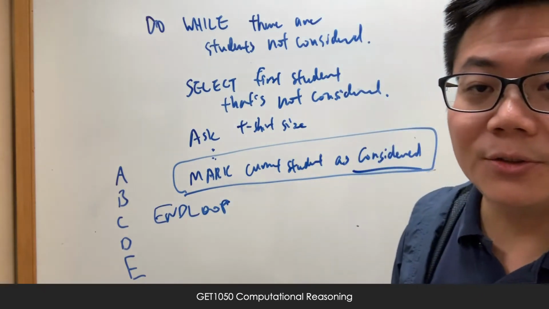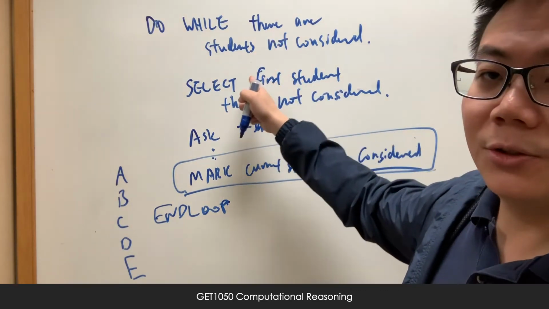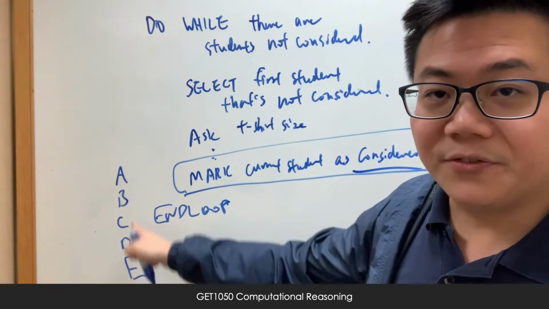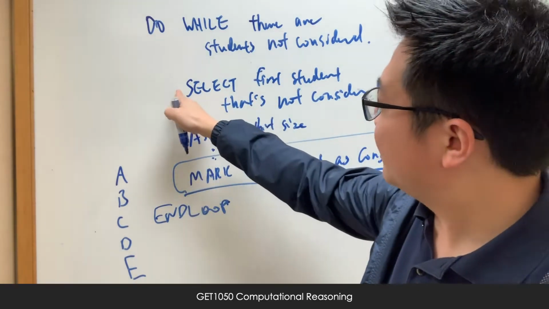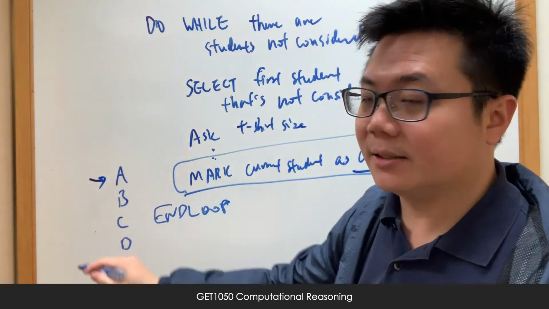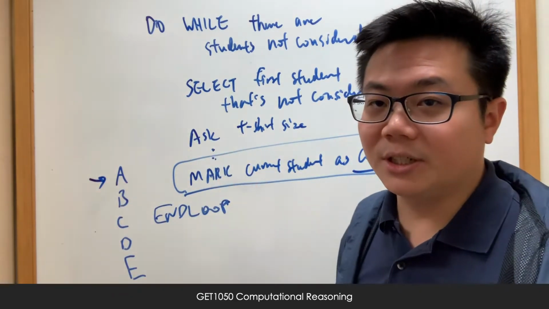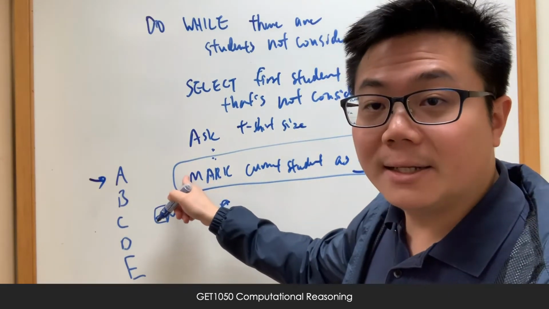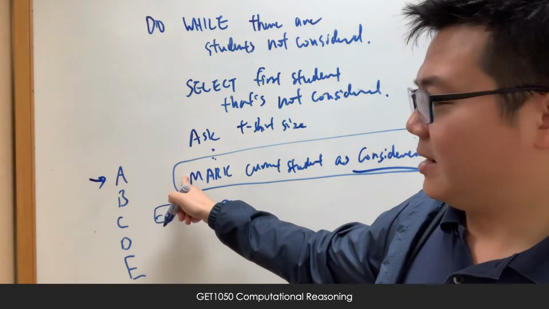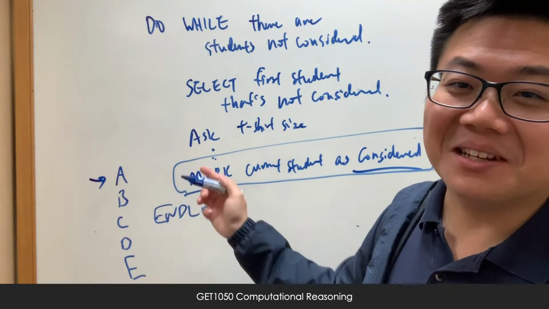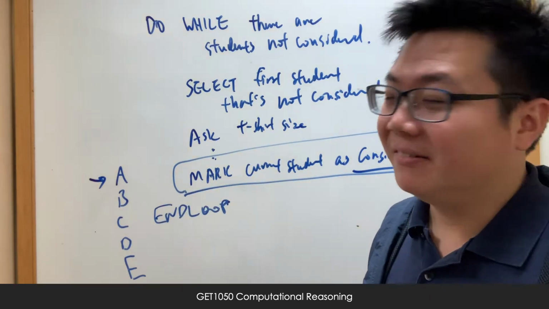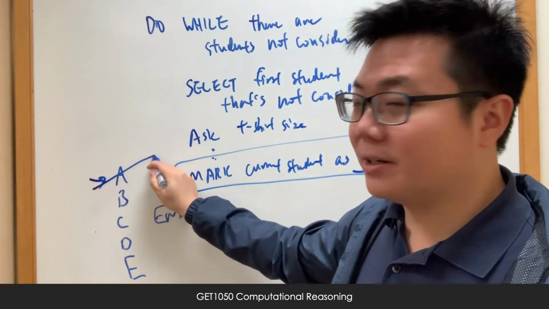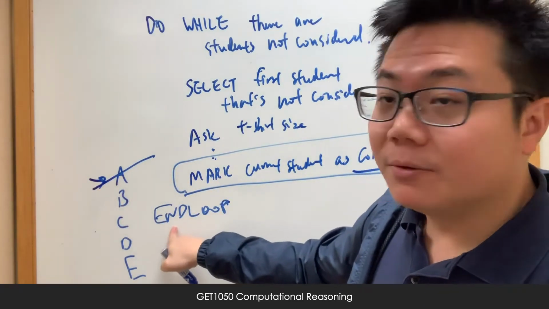Now, let's run through this together. Do while there are still students not considered. Well, these 5 are not considered. Select the first one. So let's look at this fella. Then we ask, what's your t-shirt size? Then we get the t-shirt size. Now, mark the person as considered. I know, my handwriting is very ugly, like a doctor's handwriting. Okay, so mark the person as considered. Very good. Now, end loop.